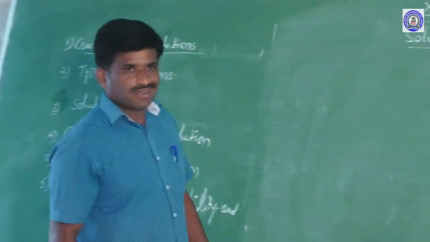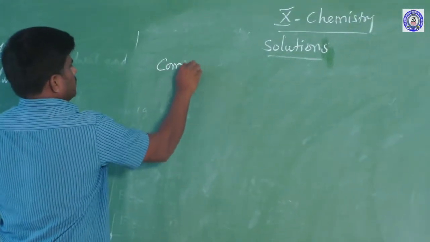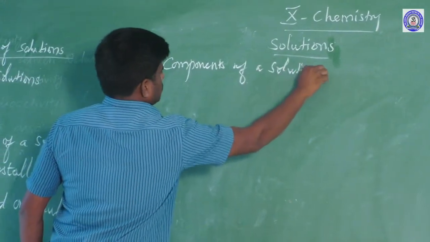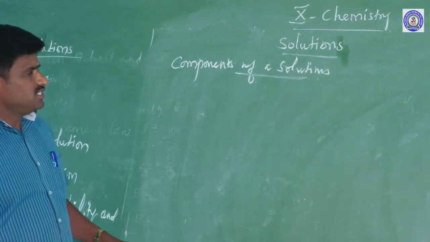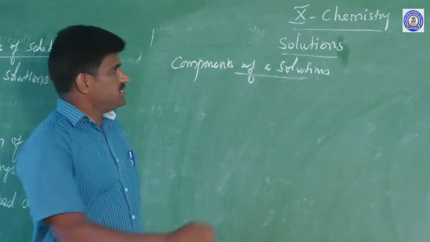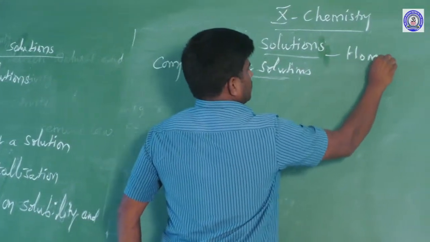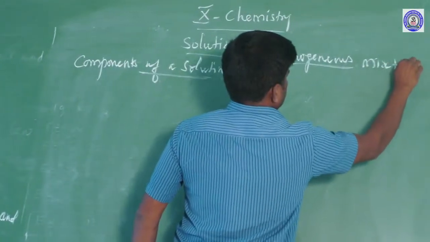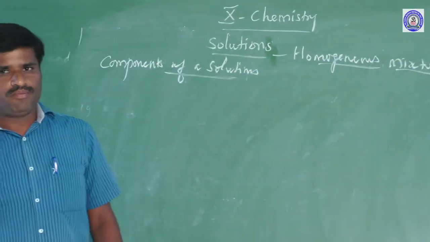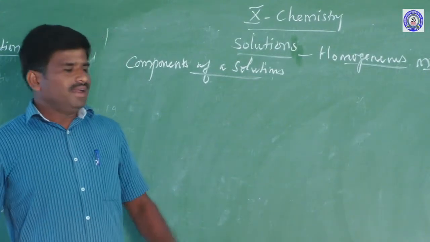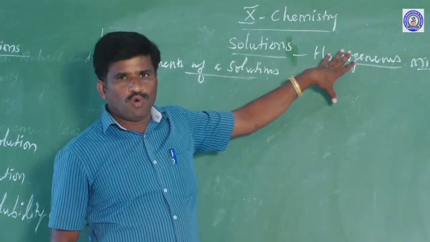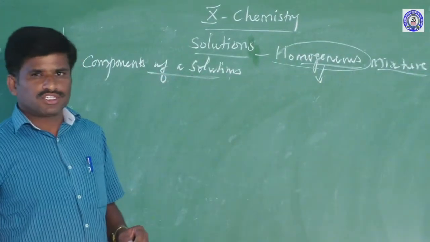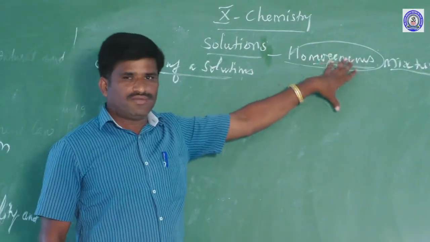The first topic of this lesson is components of a solution. What is the meaning of solution? A solution is a homogeneous mixture of two or more substances. In this term, we should know what is called homogeneous. The term homogeneous refers to the uniform distribution of a substance.